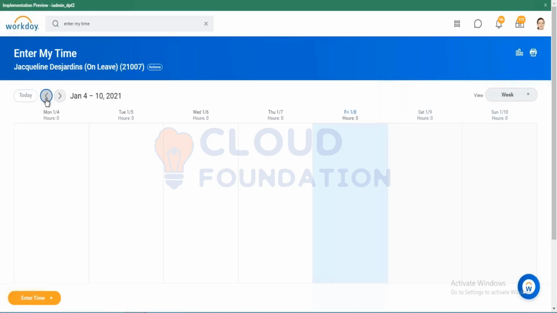So we have seen the picture of Workday, like how a time card looks. This is a basic time card. You are able to see that? So any questions till now? Any queries that you had right now, or you want to ask?